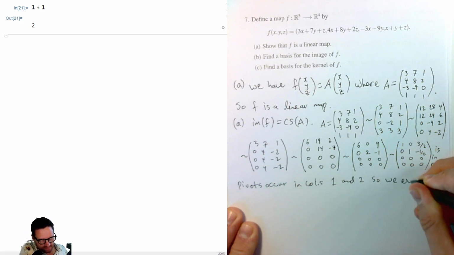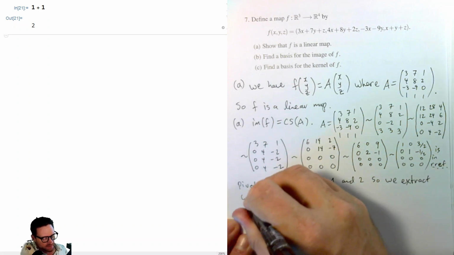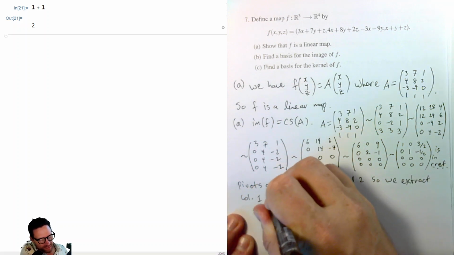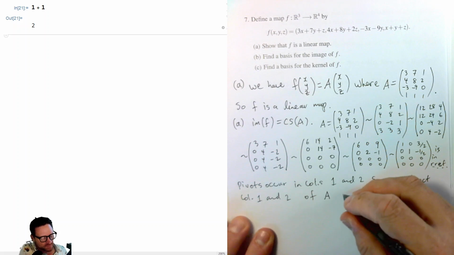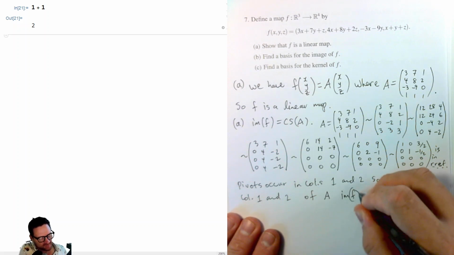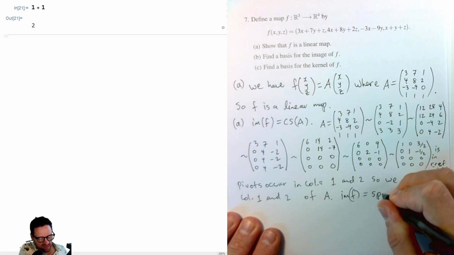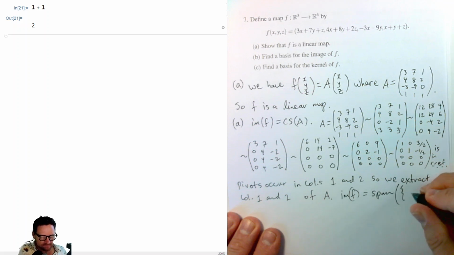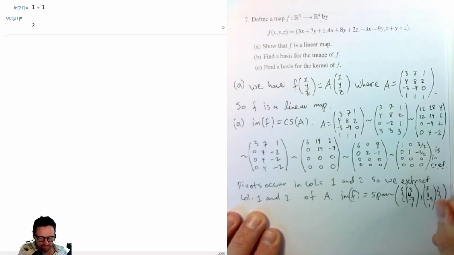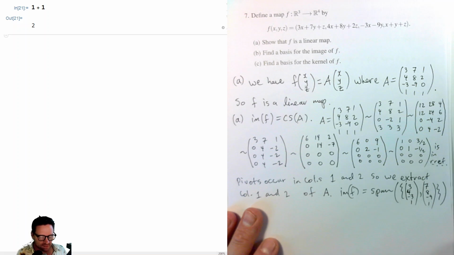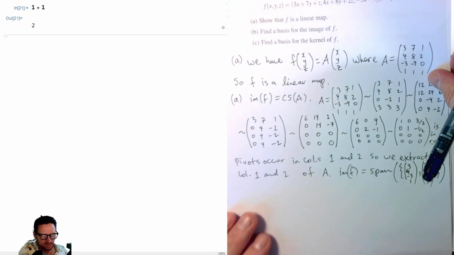So we extract columns 1 and 2 of the original matrix A, and then we say that the image of F is equal to the span of those columns. So 3, 4, minus 3, 1, and 7, 8, minus 9, 1. Okay, and so then we get a basis for the image.